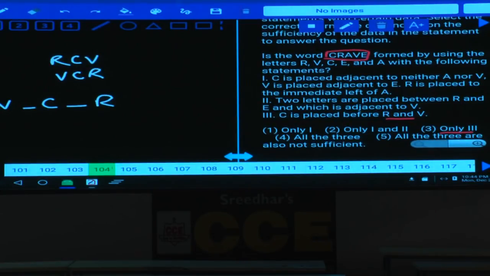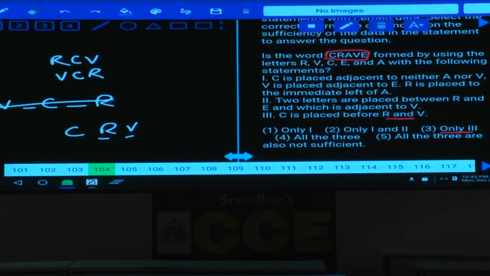As C is placed before R and V, C can be here, and R and V can be here, isn't it? Now C is placed before R. If the word "between" were there, I would be able to determine the answer. But as the word "between" is not there, this also cannot be. Then statement 3 alone is not sufficient, so we combine these two.